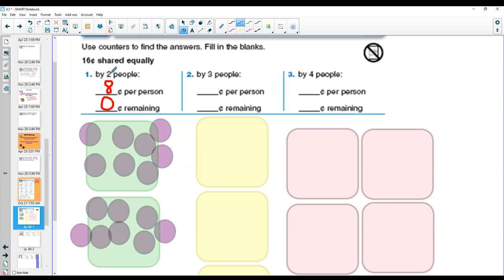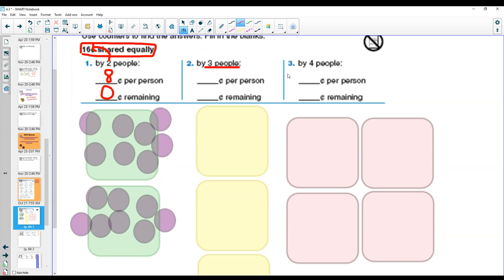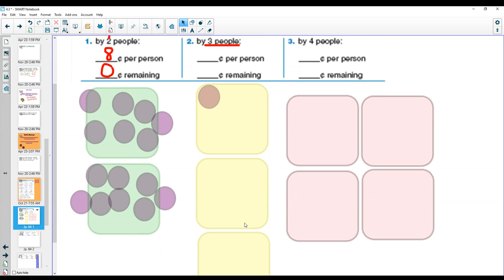Now we could have counted by 2s until we got to 16, and when we do that, we would have gotten 8. All right, now we're going to use our 16 still, but instead of sharing with 2 people, we're going to share with 3 people. Now I want you to think about this because 16 is an even number, 3 is an odd number. I bet we are not going to be able to do this equally. Let's see. We have 3 people. See, our 3 people are yellow right here.